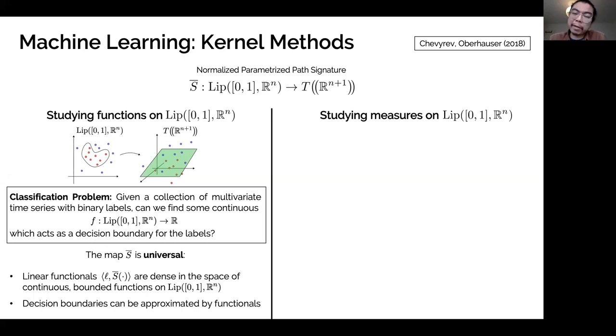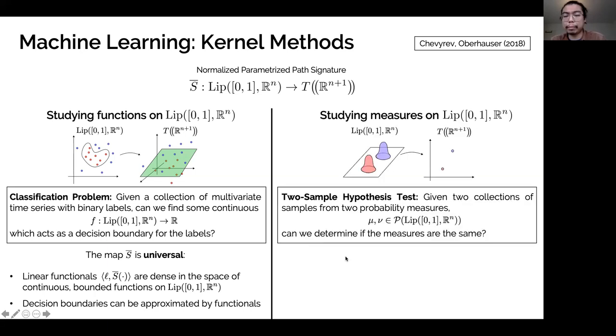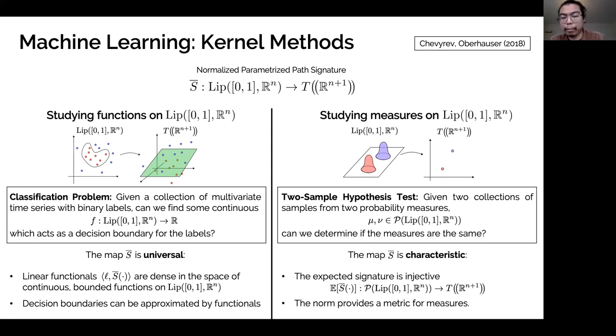The second type of problem that we want to study is to look at measures on the path space. So a specific example is something called the two-sample hypothesis test. Let's suppose that we have two probability measures on the path space, and we have samples from each of these two probability measures. How can we tell if these two probability measures are the same or not? And once again, the path signature has a nice property that allows us to do this in a very efficient way, and specifically that it's characteristic.